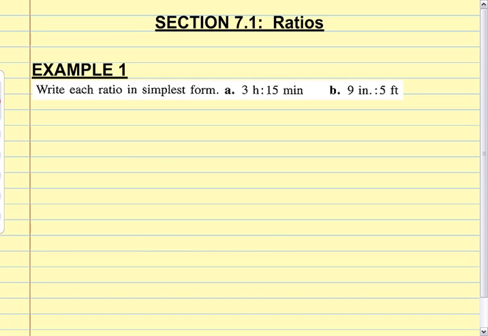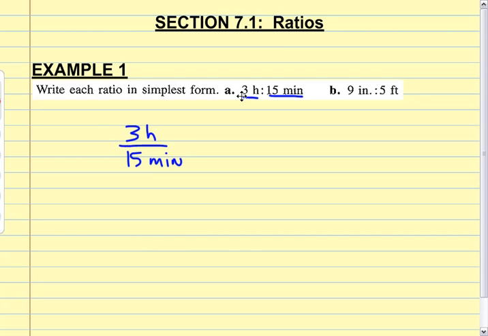Now, when I look at A, it says 3 hours to 15 minutes. The first one mentioned always goes on top of the fraction. The second one mentioned always goes on the bottom of the fraction. Okay? Ratios always have the same units, or they can be made to have the same units. If they don't have the same units, we call those rates, and we'll deal with that later. But right now, we're talking about ratios, and ratios have the same units.